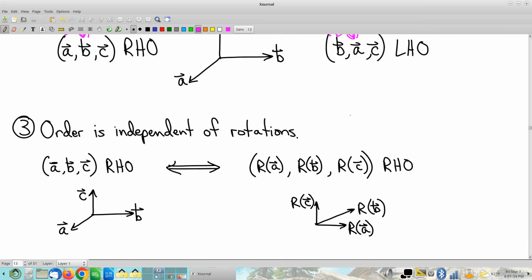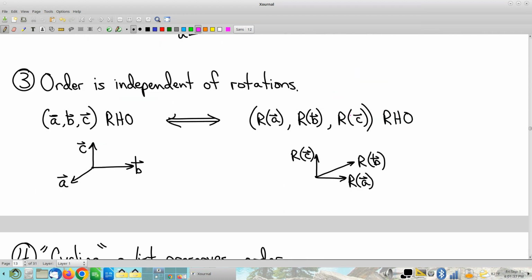And order is independent of rotations, and this is a pretty easy pitch, because after all, if you have a trio of vectors, and if this is right-hand order, well, my right hand, if I rotate everything the same way, is still my right hand. So however you rotate these vectors, looks like I rotated them like this, okay, fine, whatever, still my right hand. Everybody buy it? Yes?